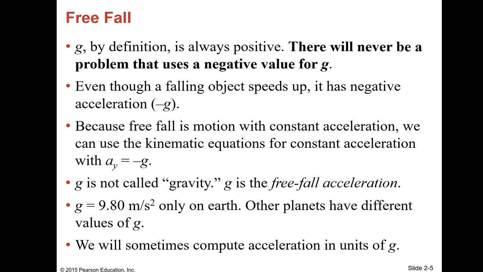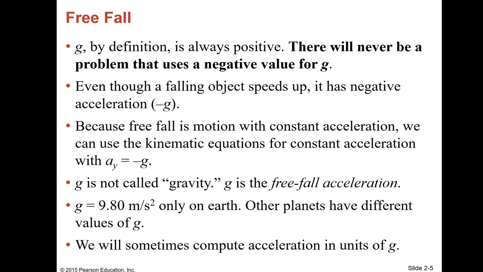So g is by definition positive. There'll never be a problem that uses a negative g. So even though an object is moving up, it has a negative acceleration. But because free fall is motion with constant acceleration, we can use kinematics equations for constant acceleration with a_y equal to negative g. So if you're dealing with free fall, your a_y is negative g.